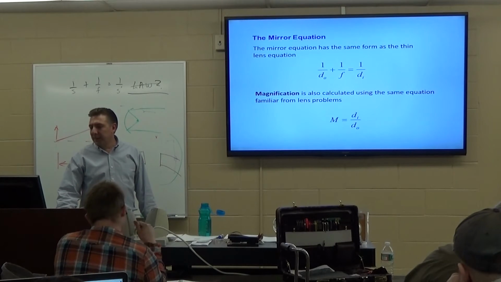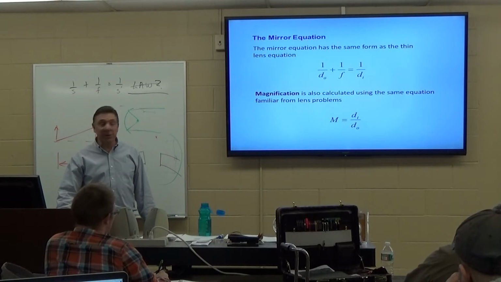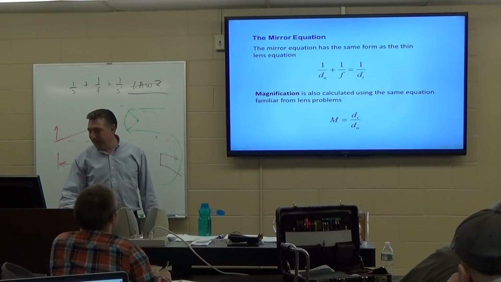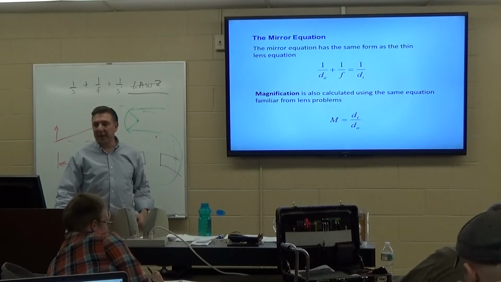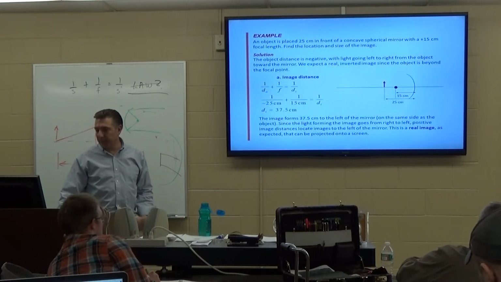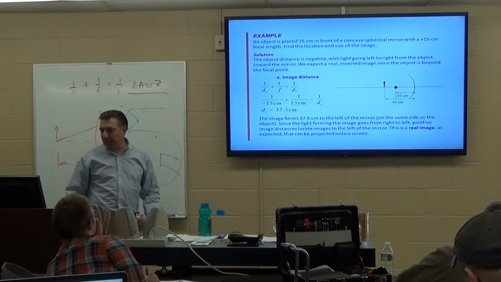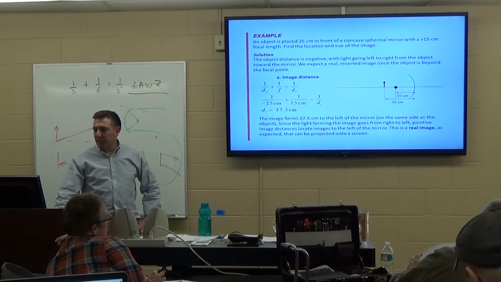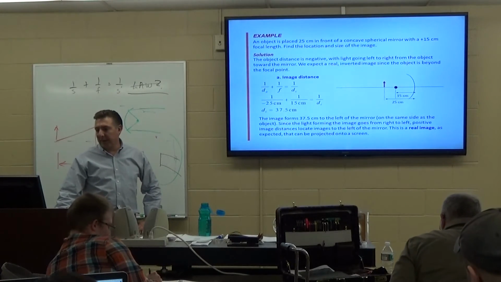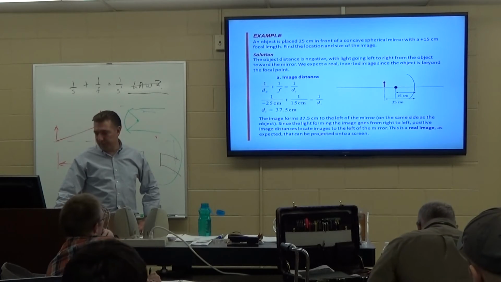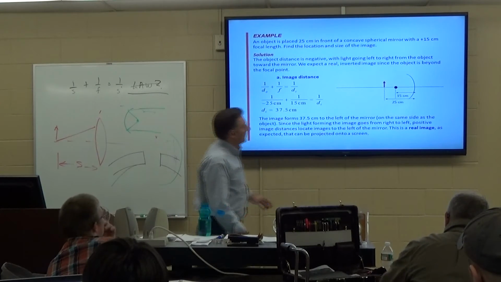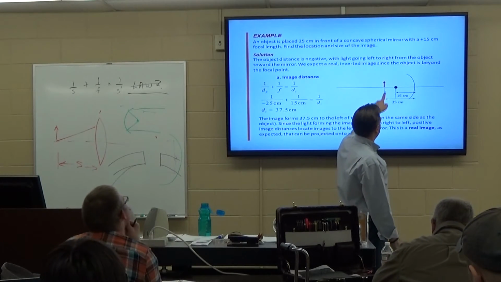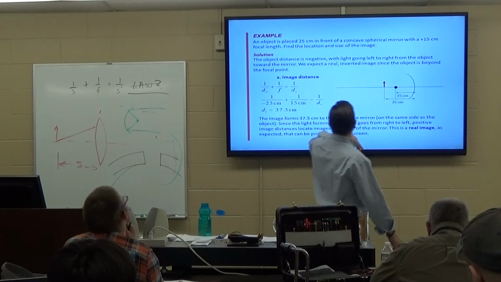So let's look at the mirror equation, which is strikingly similar to the thin lens equation, isn't it? The magnification is the same exact thing, image distance divided by object distance. For example, let's say we place a 25 centimeter object in front of a concave spherical mirror with a plus 15 centimeter focal length. Find the location and size of the image. You've got your mirror with a 15 centimeter focal point and a 25 centimeter object distance. Where's the image going to be formed?